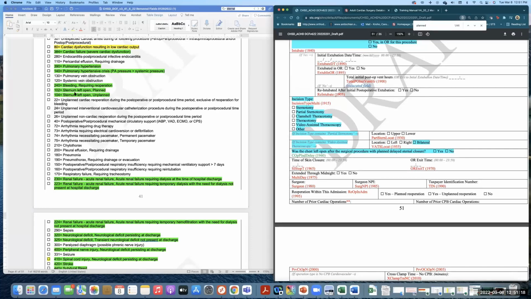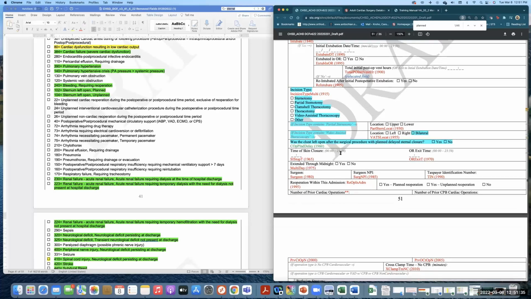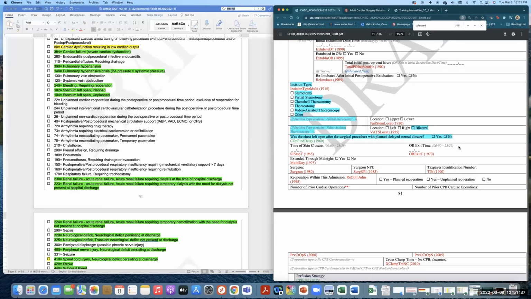So the sternum left open, planned or unplanned, is removed from the post-op event section. And we just moved it up to the operative section to see if the patient left that procedure with the sternum open. We pulled over the field from adult, so it has the same verbiage, but it's no longer considered a post-operative event. Correct. So I'm hoping that this answers these next few questions. The point is, did the patient leave the OR with their sternum open? Yes or no?